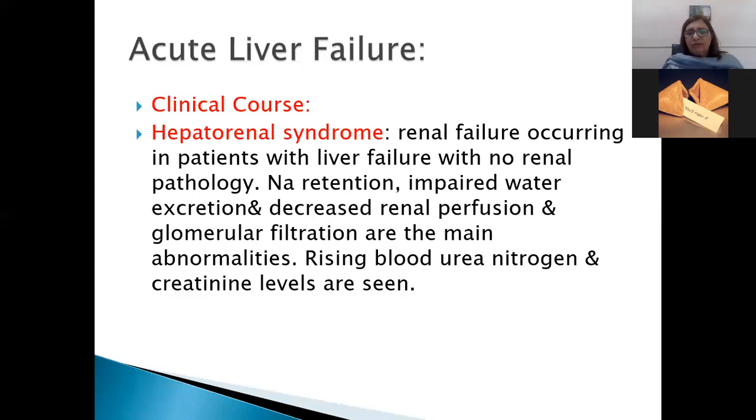Patients do not have any underlying renal pathology, but because of the acute liver failure, there is going to be renal failure as well. Sodium retention, impaired water excretion, and decreased renal perfusion and glomerular filtration are the main abnormalities seen in hepatorenal syndrome. Rising blood urea nitrogen and creatinine levels are seen.